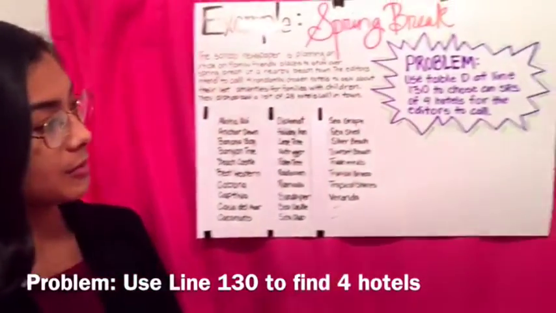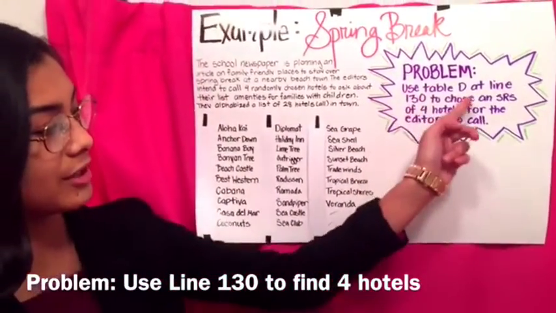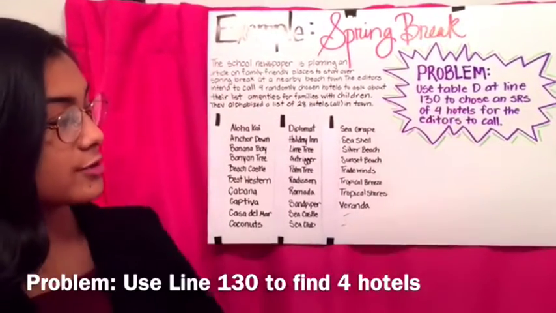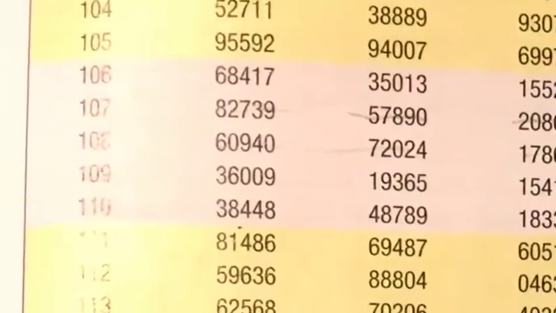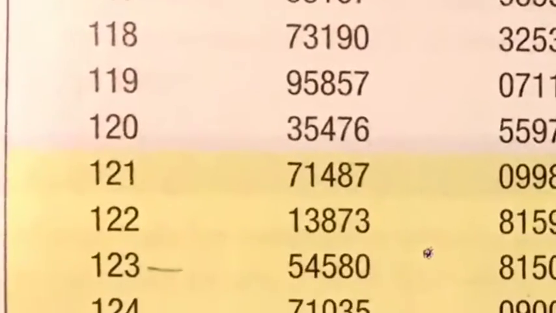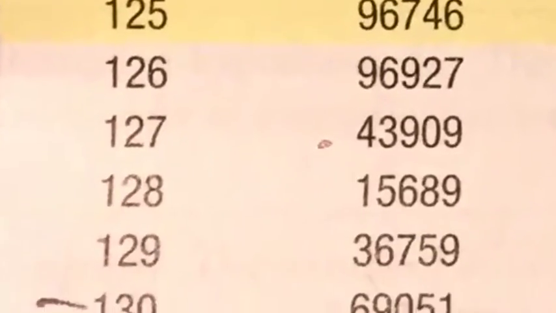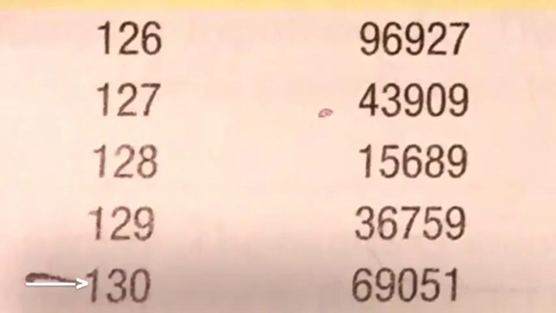And here we have the problem. We are going to use Table D at line 130 to choose an SRS of 4 hotels for the editors to call. We get to Table D and go all the way down to line 130 in Table D, which is where we will be doing our simulation.